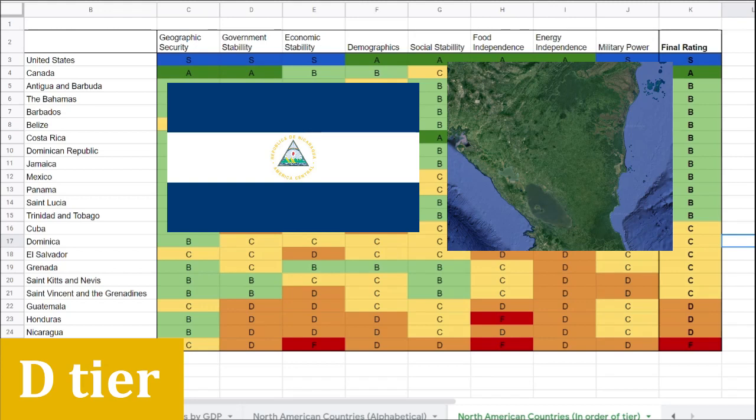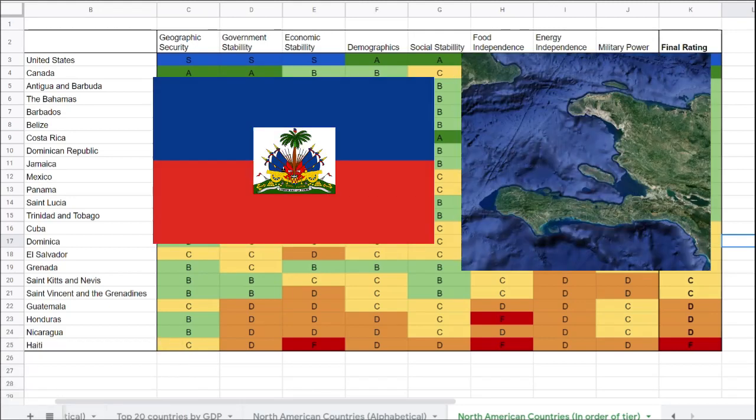And finally, our one and only failed state in North America. And that failed state is Haiti. Where to start? Well, let's start with geographic security, like always. It's actually C tier. Haiti is on an island, but they share that island with a nation that is more powerful than they are, which is the Dominican Republic. So it doesn't quite earn the title of B tier. Government stability is D. It has a long history of civil war, insurrection, and conflict.